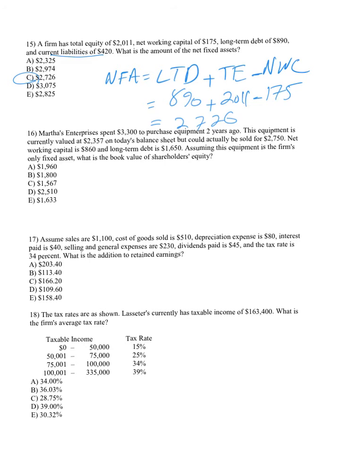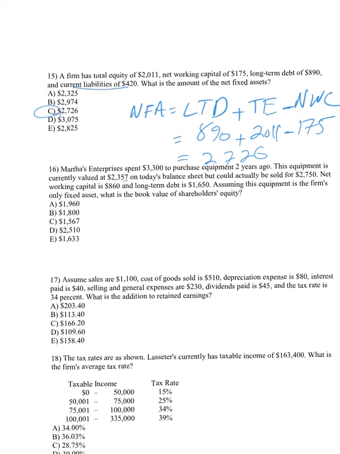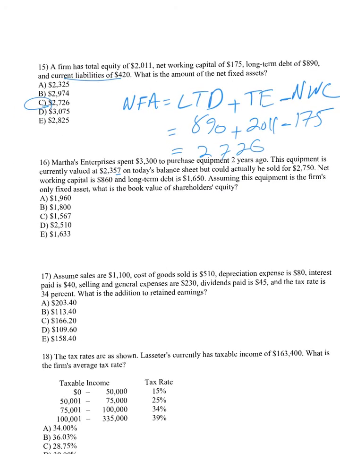So now let's go to question number 16. Martha's Enterprise spent $3,300 to purchase equipment 2 years ago. So this was a historical price. This equipment is currently valued at $2,357 on today's balance sheet, but could actually be sold for $2,750. So this is a market value.